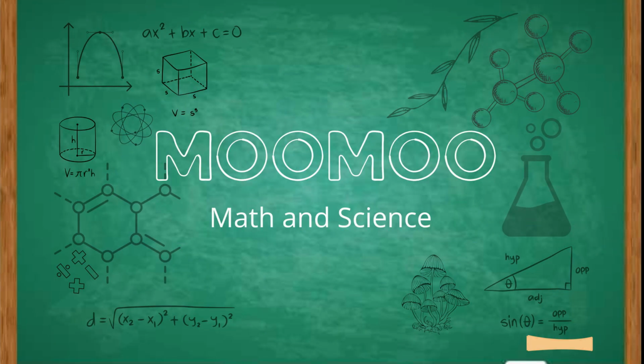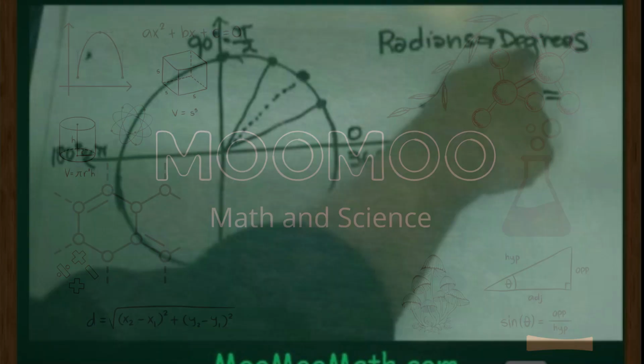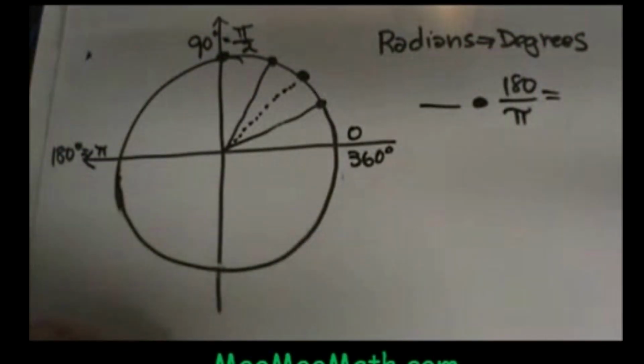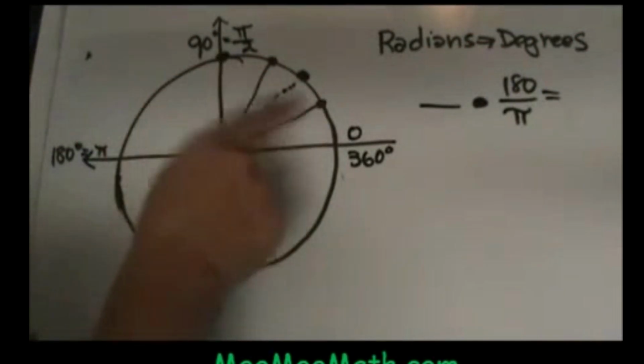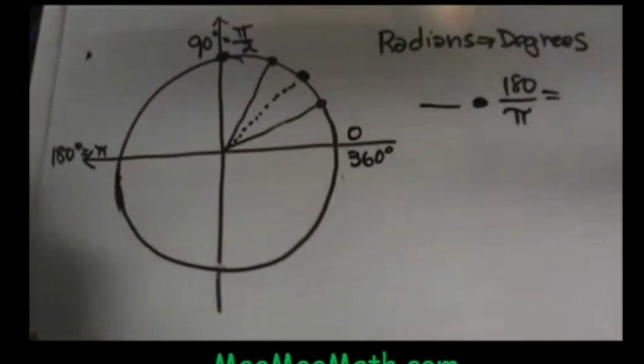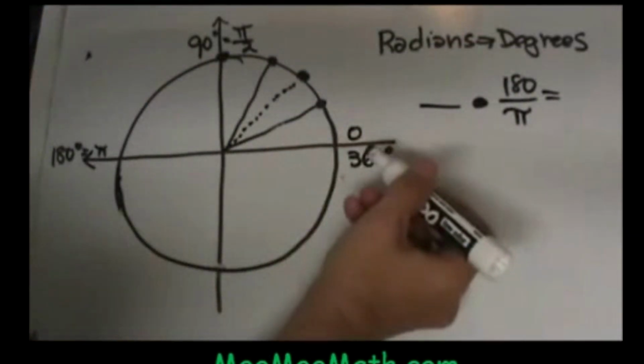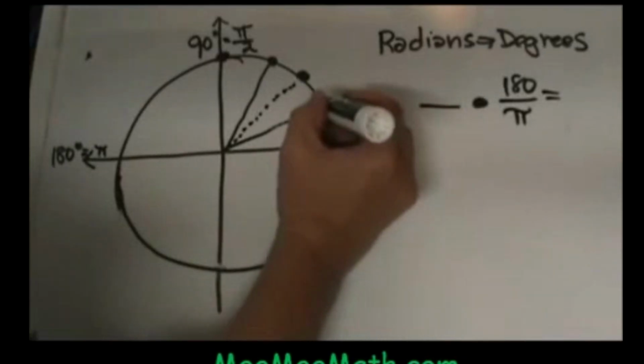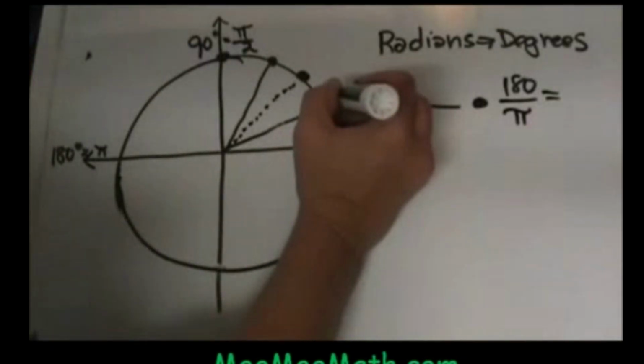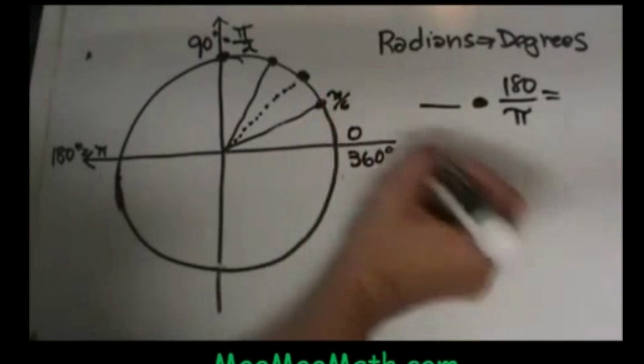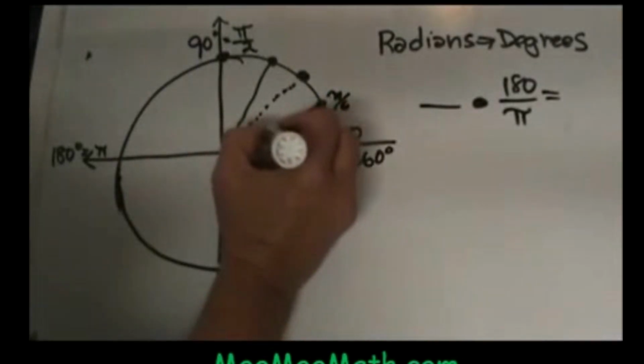Today we're going to learn how to change radians to degrees in a unit circle. So I've got a unit circle with just the first quadrant laid out for you. Okay, let's talk about the radians. The first point is going to be pi sixth, which is also 30 degrees.